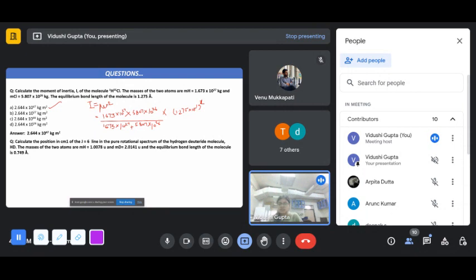Now the next question is calculate the position in centimeter of the J equal to 6 line in the pure rotational spectra of the hydrogen deuteride molecule HD. The masses are given and the equilibrium bond length is also given. I'm giving you just 2 minutes, just solve it. You just have to calculate the position.